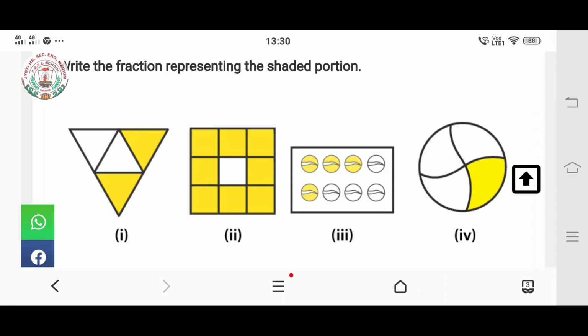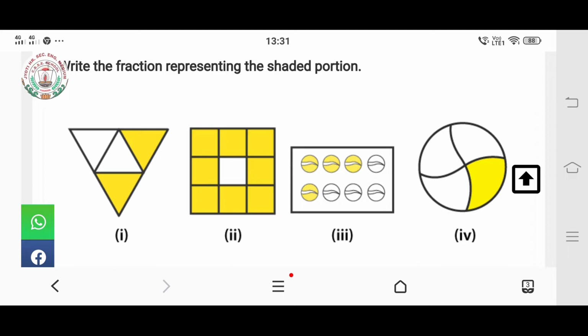Now coming to the exercise. Exercise 7.1. The first question is: write the fraction representing the shaded portion. Here you can see some figures are given. In that, some portions are shaded and some portions are blank. You have to write the fraction which is representing the shaded portion.